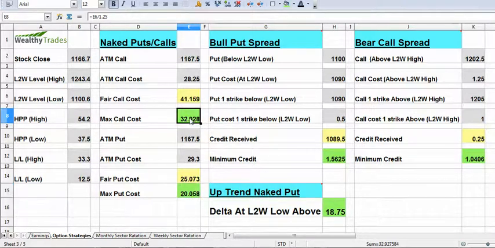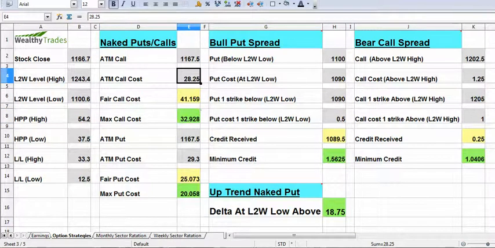So the call is undervalued. So buying it for $28.25 is a very good value that I like. It's a trade that I absolutely like. I like buying the 1167 July 2nd call at a price of $28.25.